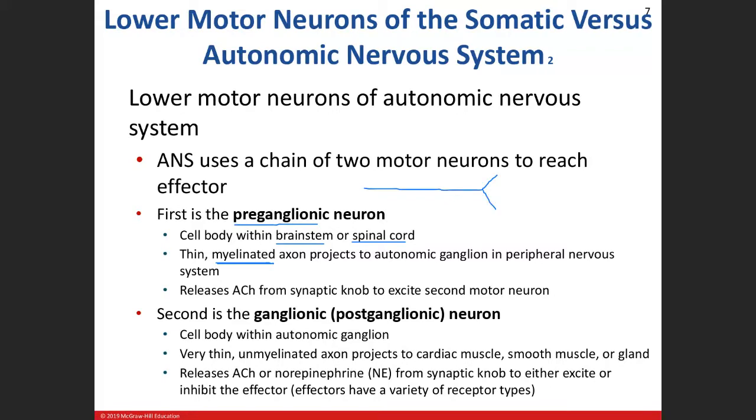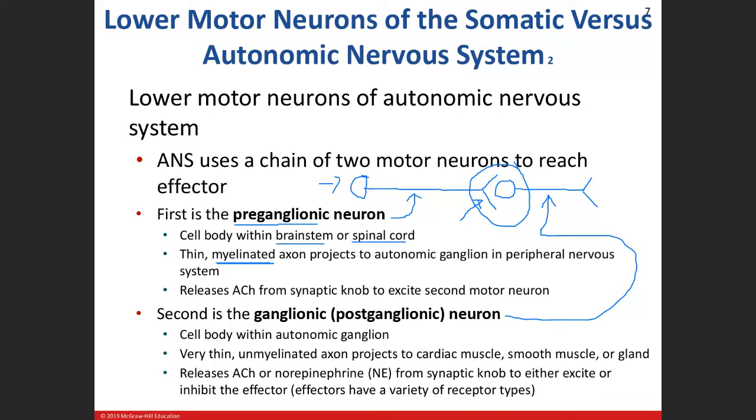This is my drawing. This is the cell body here, and this is going to be the terminal end, or the synapses. This right here is actually the symbol for a synapse. So the preganglionic neuron is this one here. And then the second neuron is known as the postganglionic neuron. That's this one. Makes sense, right? The neuron before the ganglion is pre. The one after the ganglion is post.